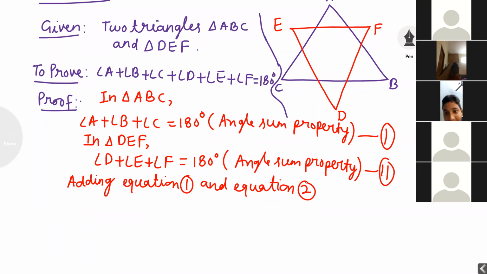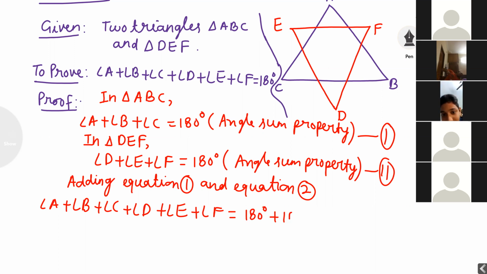Now equation first left hand side is angle A plus B plus C, and second equation left hand side is D plus E plus F. I want to add first left side, then right side. Angle A plus angle B plus angle C plus angle D plus angle E plus angle F is equal to right side first equation 180 degree, right side second equation is 180 degree, is equal to 360 degree. Proved.